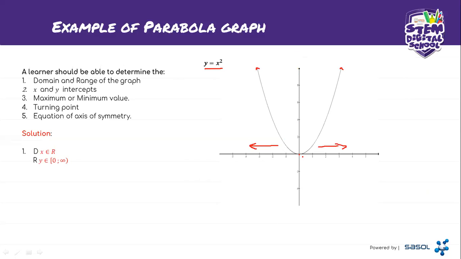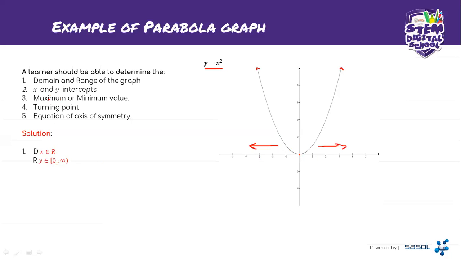For us to be able to calculate the range, we need to know the value of Y on the turning point, because that value of Y on the turning point is where the parabola starts. So it is very important to know the value of Y on the turning point. It is very clear from this graph that the turning point is (0, 0), and the value of Y on that turning point is 0. Hence we have 0 to positive infinity.